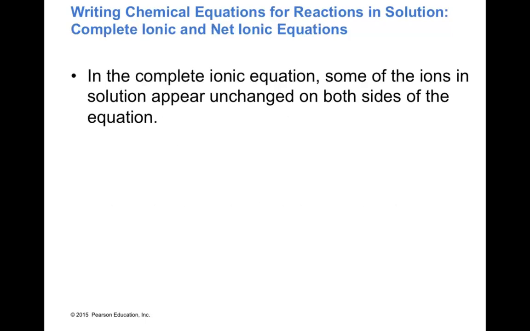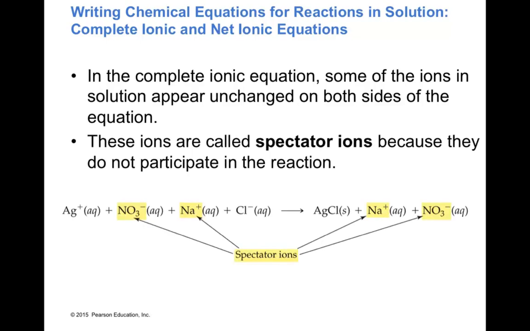Now, in the complete ionic equation, some of the ions in solution appear unchanged on both sides of the equation. These ions are called spectator ions because they do not participate in the reaction. Okay, they are not part of the reaction that is taking place in this chemical reaction. These are, for example, nitrate. You have nitrate here and also nitrate here. You have sodium in the reactants and sodium in the products. So this type of ions are known as spectator ions, and they are all present in the complete ionic equation.